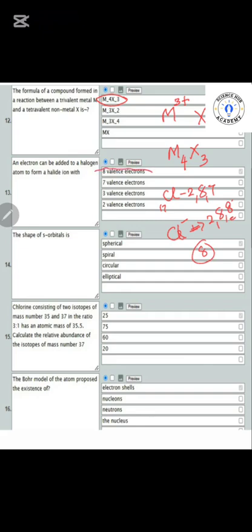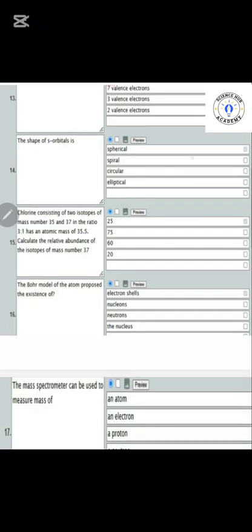So that is this. Number 14, the shape of s orbital. We know the shape of s orbital looks like this, with the x-axis here. And this is known as spherical. So the shape of s orbital is spherical. So here is the option here, spherical.